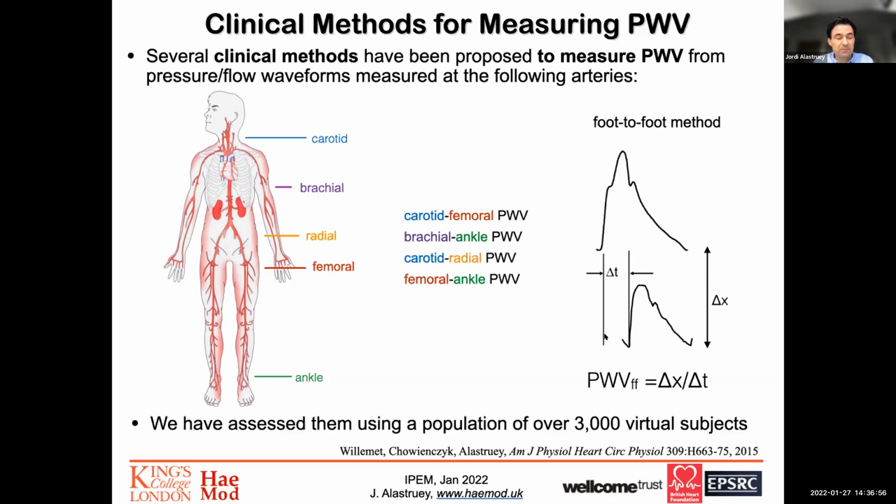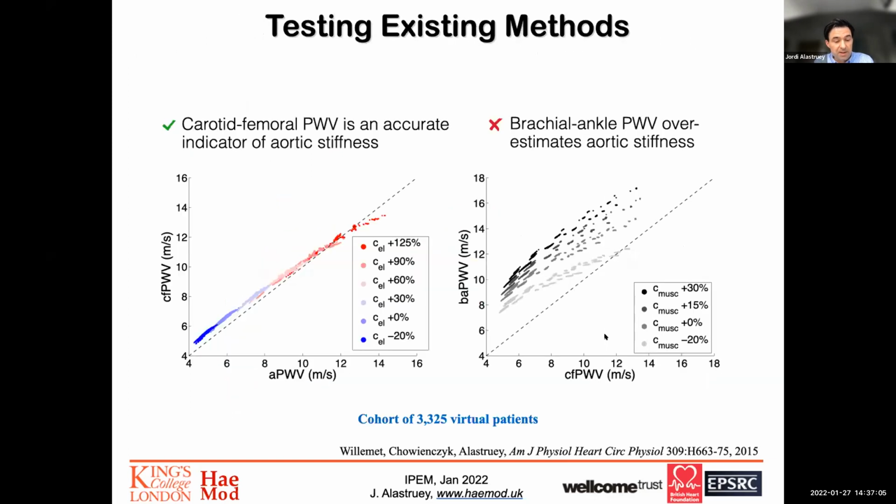So using a database of over 3,000 virtual subjects, we could test existing foot-to-foot methods and show that actually only the carotid femoral pulse wave velocity is a good indicator of aortic stiffness, which is in agreement with clinical studies. So with the in silico data, we could also provide a mechanistic explanation of why this is the case. So results on the left show that the carotid femoral pulse wave velocity correlates well with aortic pulse wave velocity across a wide range of values of true aortic stiffness.